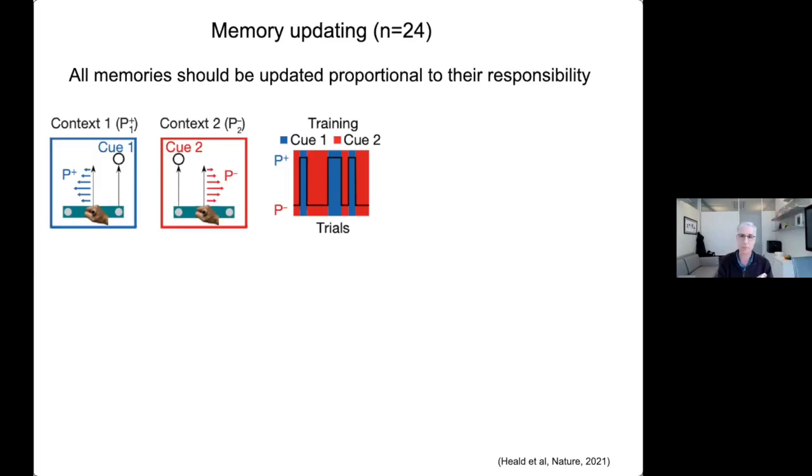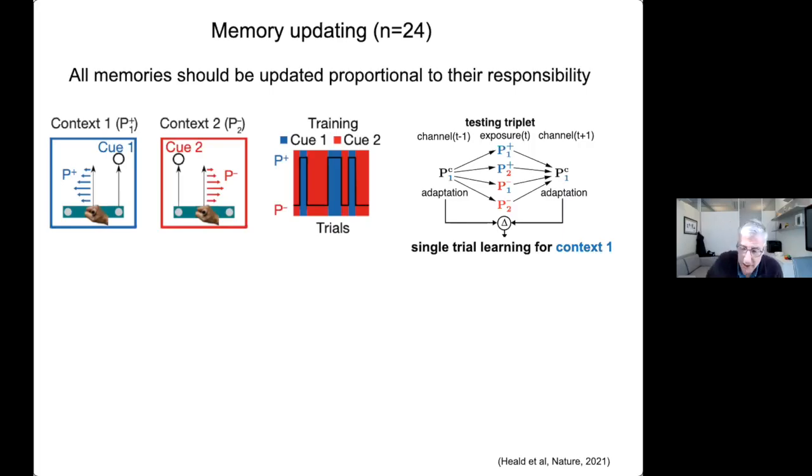Having trained them on that for many, many trials, we're then going to ask how much do they update a memory to a single exposure trial. Okay. And the exposure trial we're going to use is either one which they've seen before, so they might get a P plus with Q1 or a P minus with Q2, or we give them conflicting things such as P plus with Q2 or P minus with Q1. And the reason we do that is that's going to confuse them as to what context they're in. And hopefully it'll allow them to update both memories in the appropriate way if they're not sure which context they're in.